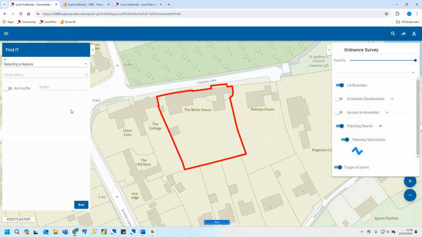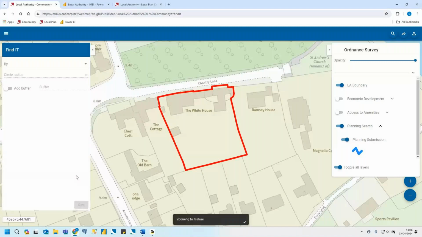Now, there are also additional buffer options if you want to extend that search area. So perhaps you want to search for constraints that are also within a 50-meter radius of that site boundary. So you can include that as part of your search. But I'm just going to run with the site boundary as it is.